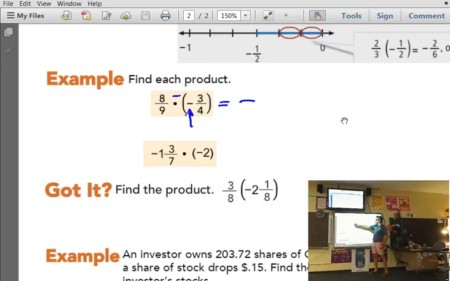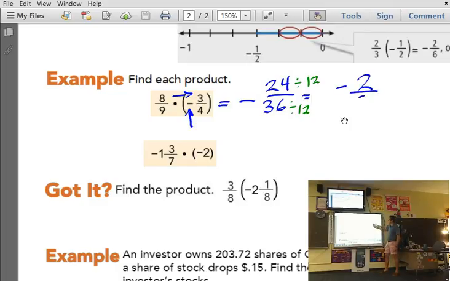Then go straight through the top. 8 times 3, 24. Straight through the bottom, 9 times 4. It is not correct unless you reduce. On your homework, there are questions where if you don't reduce, that's a wrong answer. Even though the fraction is right, if it's not reduced, it's not done. So we can reduce this. They both can divide by, do you know the biggest number? Ooh, bigger. What? Jaslyn? 12. They can both divide by 12. So that then becomes negative, don't forget the negative, 2/3.